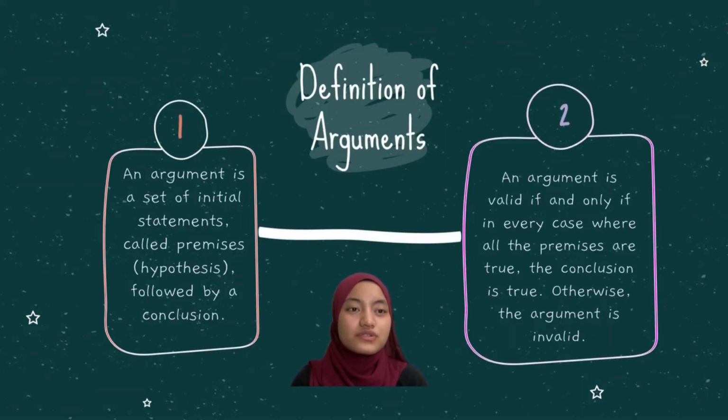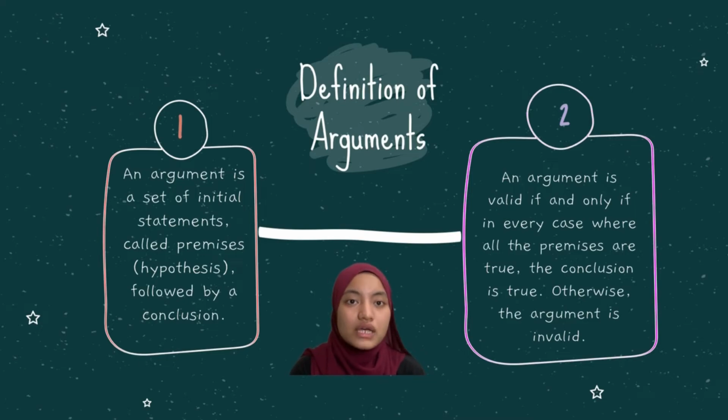Firstly, we will go to the definition of argument. First definition: an argument is a set of initial statements called premises or hypotheses followed by a conclusion. Based on this statement, it is clear that the argument must involve a set of initial statements. It means that it involves more than one statement followed by a single conclusion.